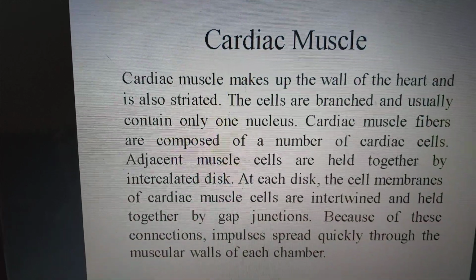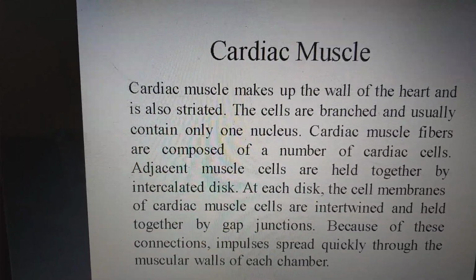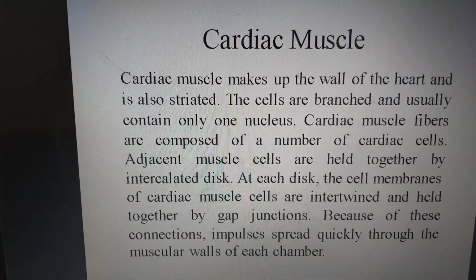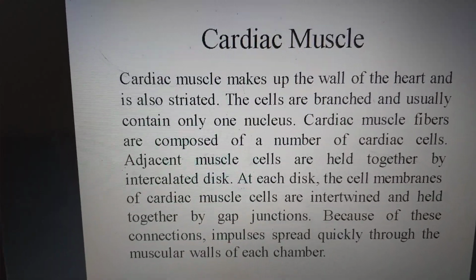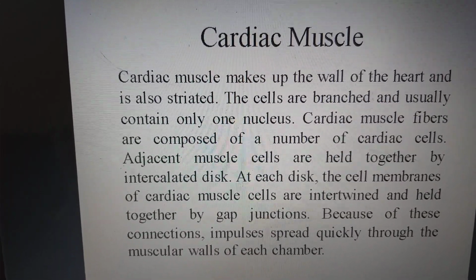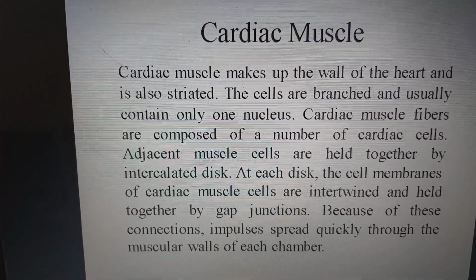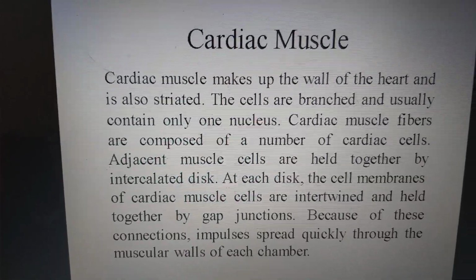And next, cardiac muscle. The name itself says cardiac means heart. So these muscles are present inside the heart. The cardiac muscle makes up the wall of the heart and is also striated in nature. The cells are branched and usually contain only one nucleus, which is quite opposite to skeletal muscle. Cardiac muscle fibers are composed of a number of cardiac cells.